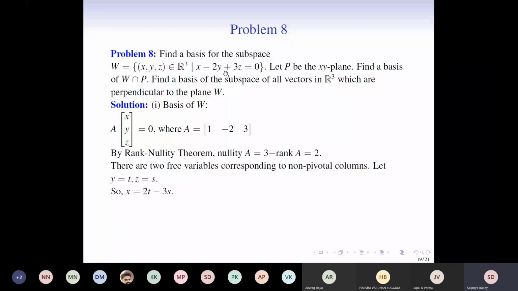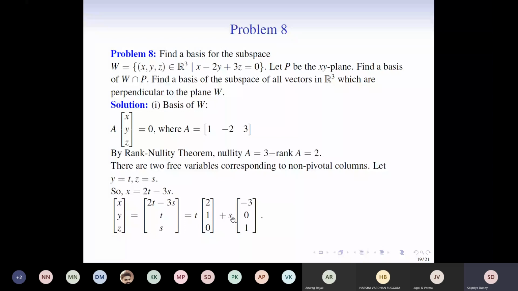x will be equal to 2y minus 3z. Substituting the values of y and z in terms of these free variables, we get the value of x, right? So (x, y, z), which is any vector in W, can be written with t and s as the free variables, and now we have x as a linear combination of t and s. So we just substitute it here, and then we see that it is spanned by these two vectors.